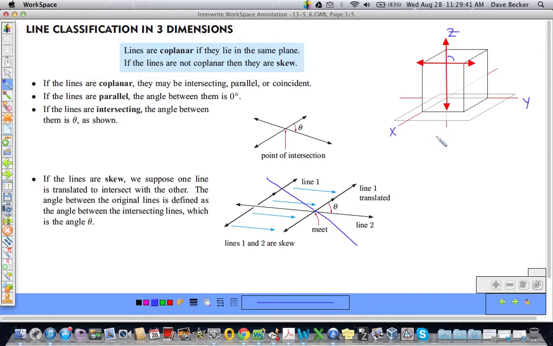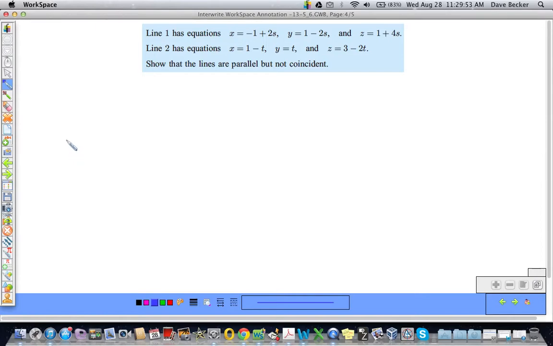But remember, we translated it. Remember, it's big. It moved from over there over to here, and when they intersect, that's the angle between this skew line and this skew line. Okay, so let's have a little bit of fun.